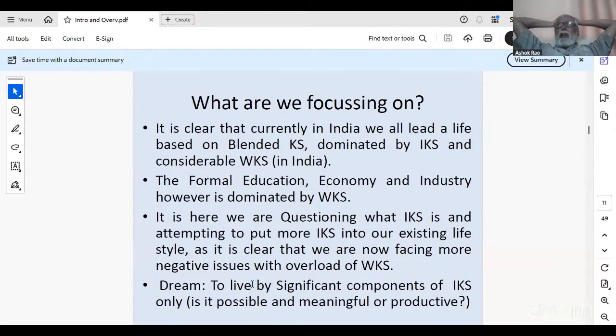Okay. For example, our healthcare is unsustainable, and India already has the world's largest population with what is called AMR, antimicrobial resistance, which is a very serious issue, as serious as COVID-19, because the largest percentage of population who are almost immune to antibiotics are in India. That is because of overuse, misuse, overdose, rampant use of antibiotics for the last 35 years. Okay. The dream is to live significantly by IKS to see whether it is possible.